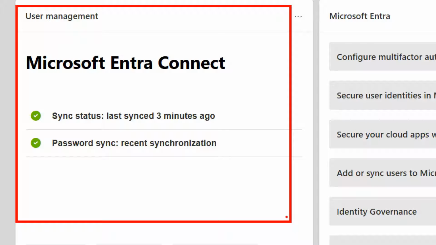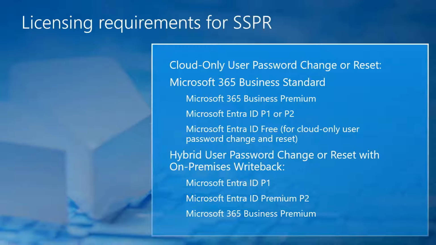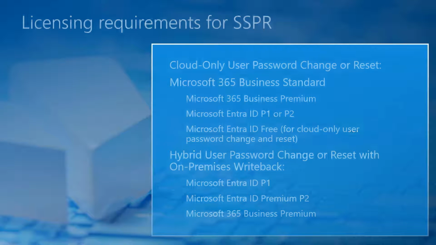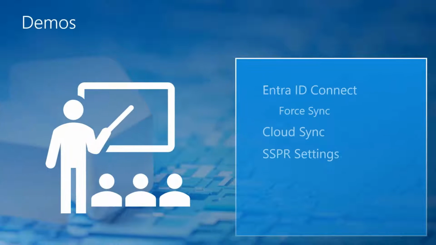All right. So self-service password reset, getting back to the slides. You have several options, including registration and the authentication methods, how many you want to have and how many are required. I do recommend that you definitely go back and review this in the documentation. Hybrid user change or reset with on-premises write back does require P1 or P2 or Microsoft 365 Business Premium. Those are licenses that support that. For authentication providers, this is letting you know that administrators don't have to; you could say none and administrators can still always use self-service password reset. So these are things to consider.